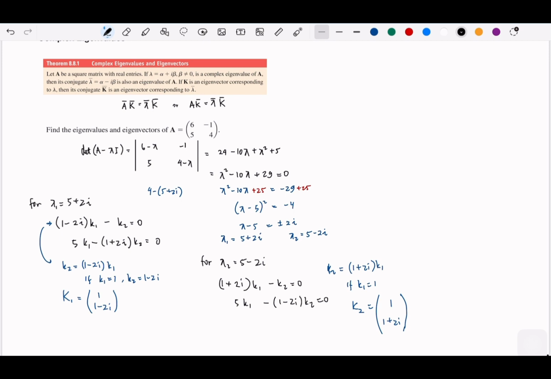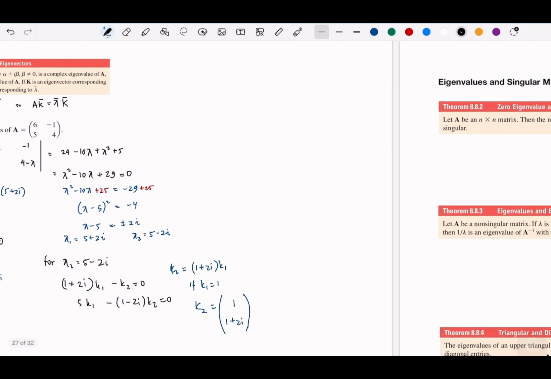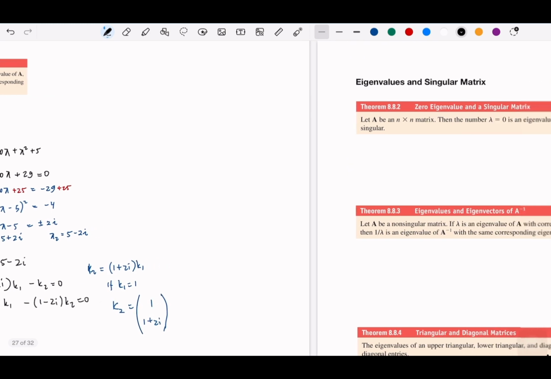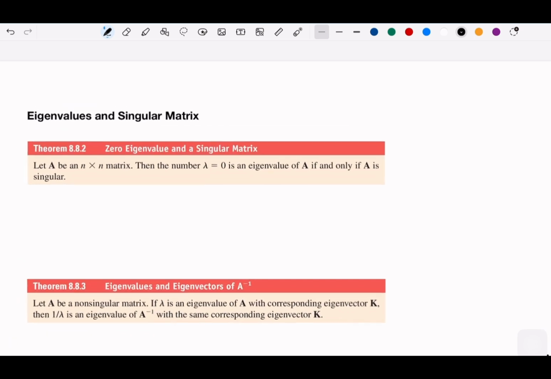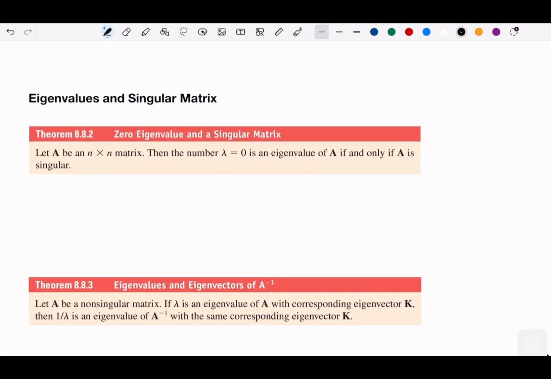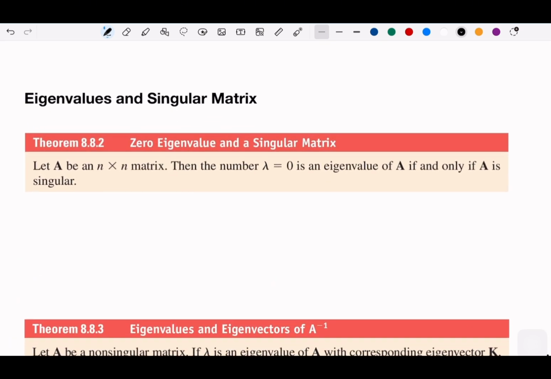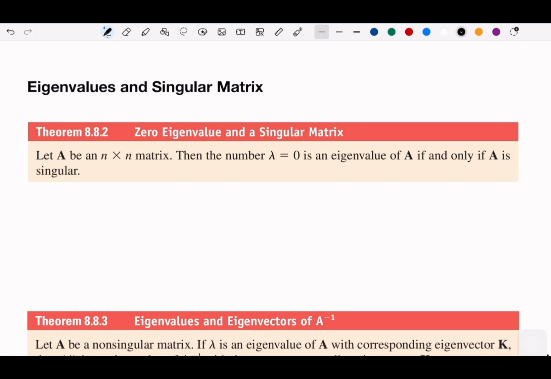Okay, I think as long as you know how to compute the roots of the polynomial, it's supposed to be not too difficult. Okay, now another subtopic before we end the first part of the eigenvalues. There is a theorem about the zero eigenvalue.